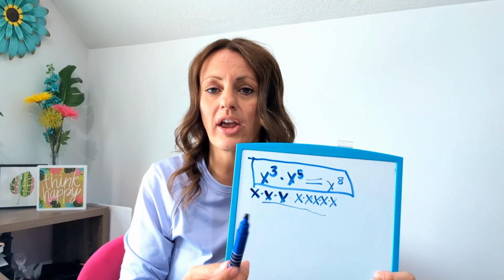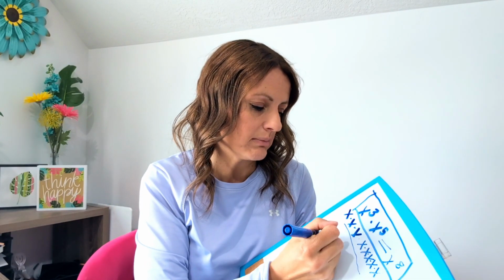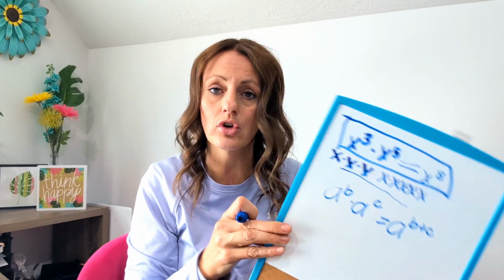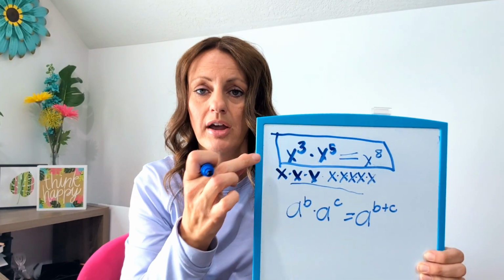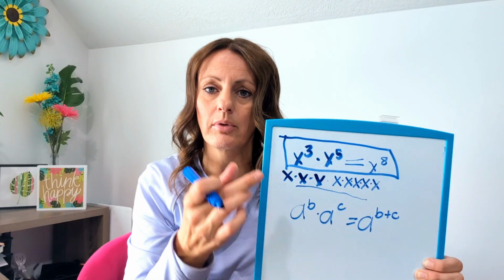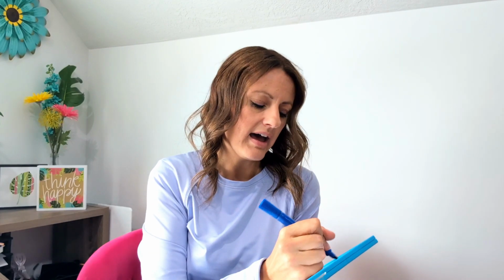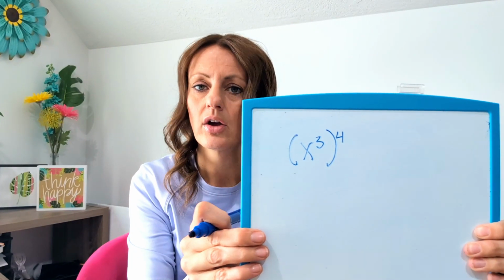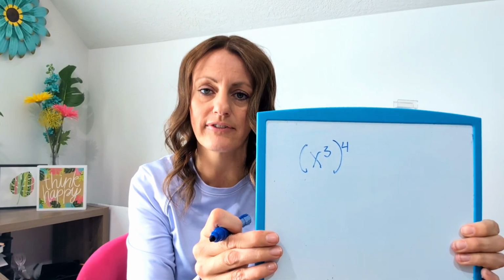So then we write the generalized form. We might say a to the b times a to the c is the same as a to the b plus c. So we do go back to the generalized form, but we have made sense of it. We've proven it. So then let me show you an example like this with the power of a power. If I have x to the 3rd to the 4th power, we make sense of it. We write it out first: x to the 3rd to the 4th.